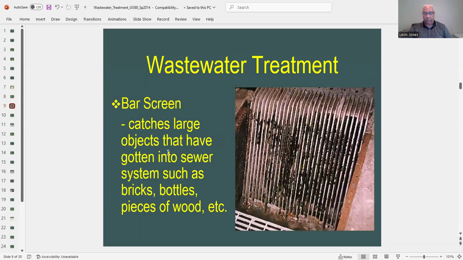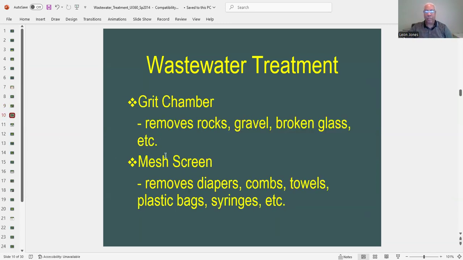Here's your bar screen. It catches large objects that have gotten into the source system, and there are a lot of objects that go into your source systems, like bottles, bricks, pieces of wood. This screen catches all that before it gets to the grit chamber. Now, the grit chamber, remember, you can filter out big materials, but there's still going to be some material that gets through the screens. The grit chamber removes the rocks, gravel, and broken glass, etc.